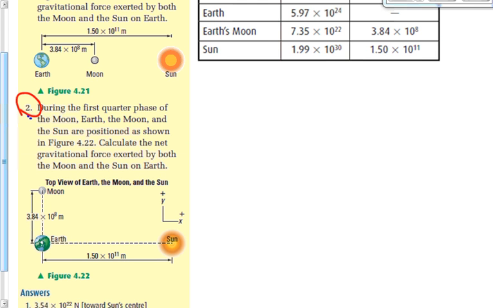The force of the sun on the Earth, FSE, is to the right. The sun pulls the Earth to the right. Now, the Earth pulls the sun to the left, but I don't really care because I'm not trying to find the force on the sun.